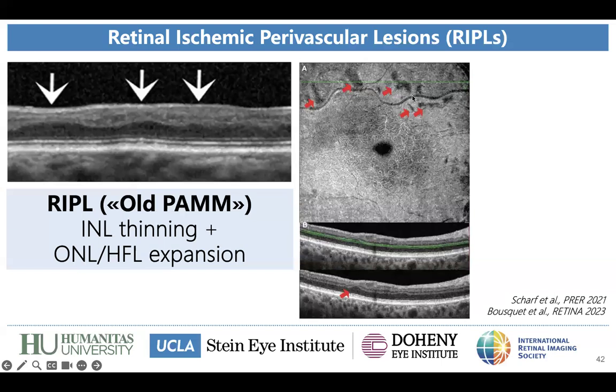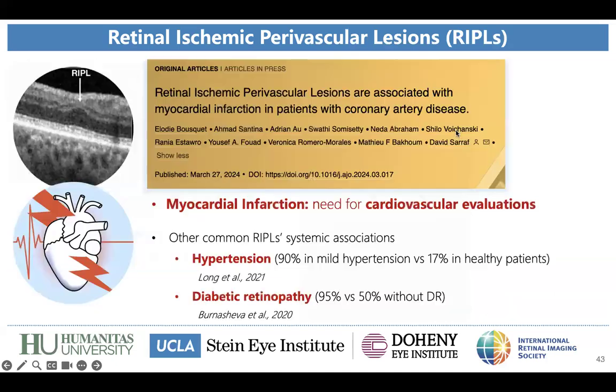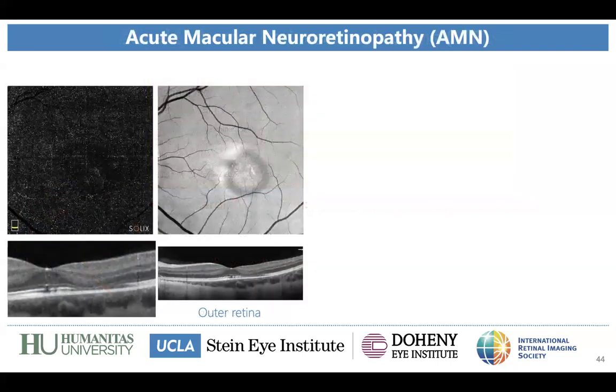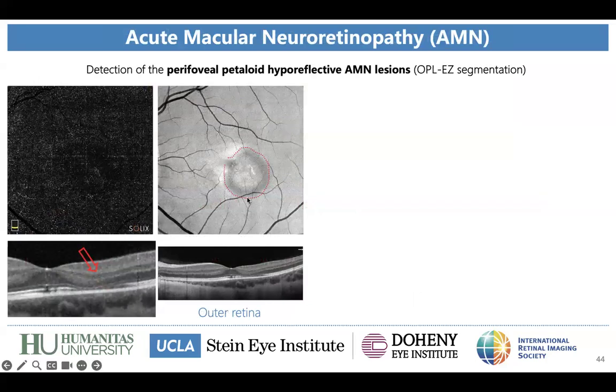These lesions are clinically important to detect because they've been associated with myocardial infarction in patients with coronary artery disease, but they are also very frequent in patients with hypertension and diabetic retinopathy, in up to 90% of cases. So the detection of ripples can lead the physician to suggest cardiovascular screening, for example, in these patients in this non-invasive way.